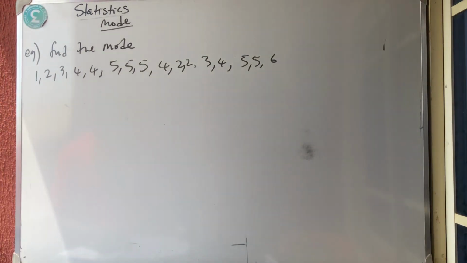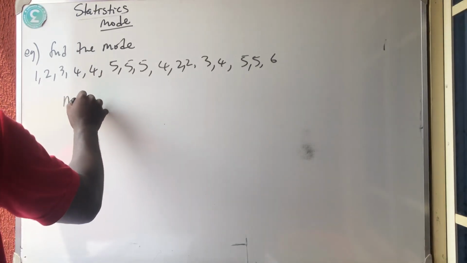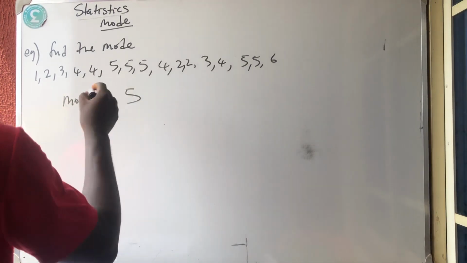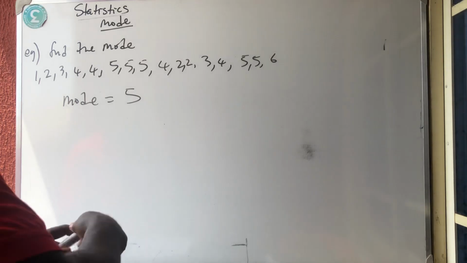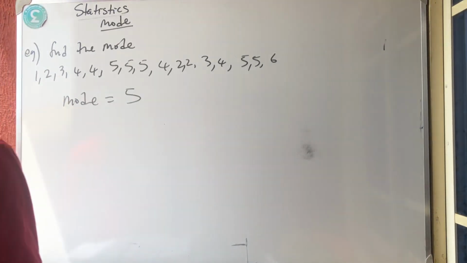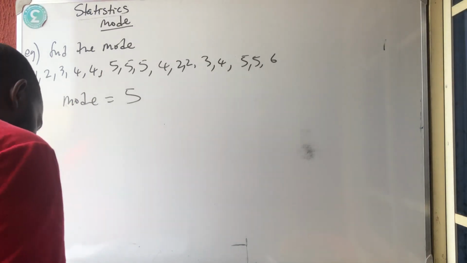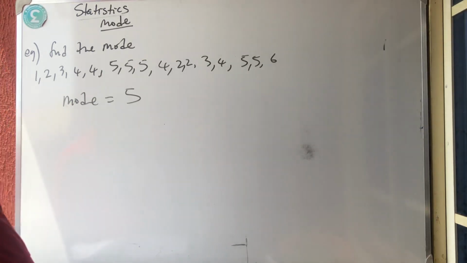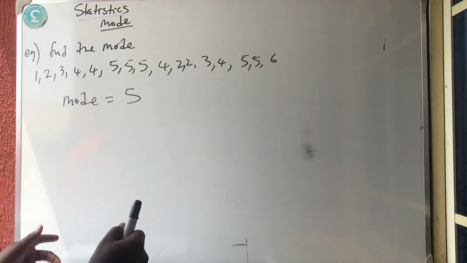Okay, so the highest occurrence here is 5. So the mode is simply 5. So mode is simply the highest occurrence. They say a type of average that shows the most popular item is called what? It is called the mode. The mode is the one that will give you the highest populated one.